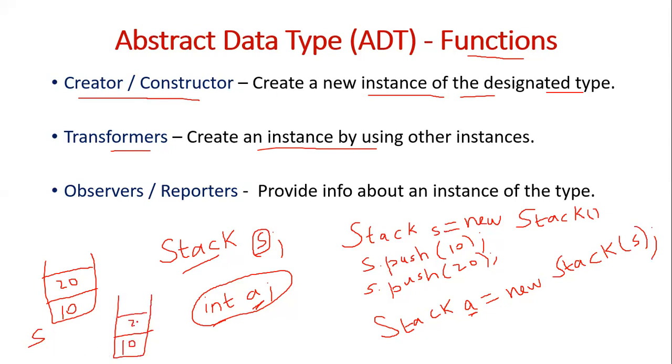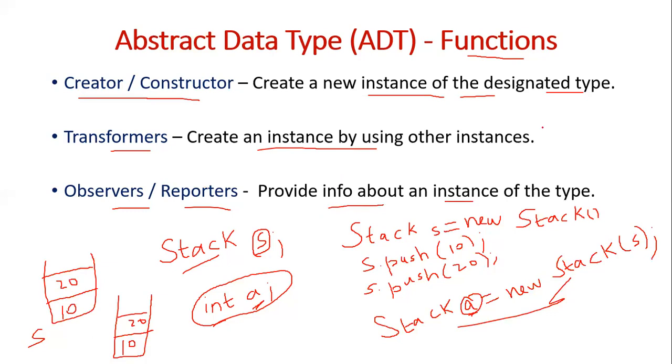Okay. So in that case, now this becomes a transformer function, because it has created a new instance by using other instance. So a new instance A is created by using the instance S. Okay. And also the other type of function you may have is observers or reporters. They don't modify the stack. This observer or reporter function, they won't modify that particular object, but they will provide information about the instance of a particular type.